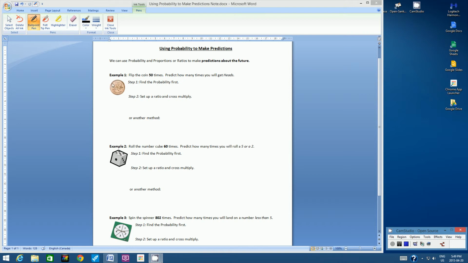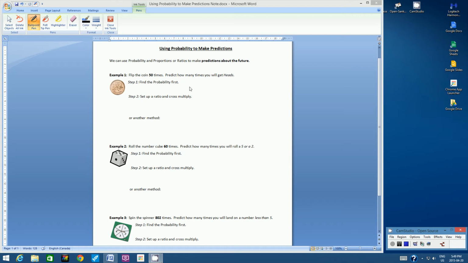Example 1. So we have a coin here. We're going to flip the coin 50 times. Predict how many times you will get heads. Now, if we're going to predict using ratios, then we're actually not going to flip the coin 50 times. We're going to use math to predict how many times we would get heads. So I've broken it down into two steps.